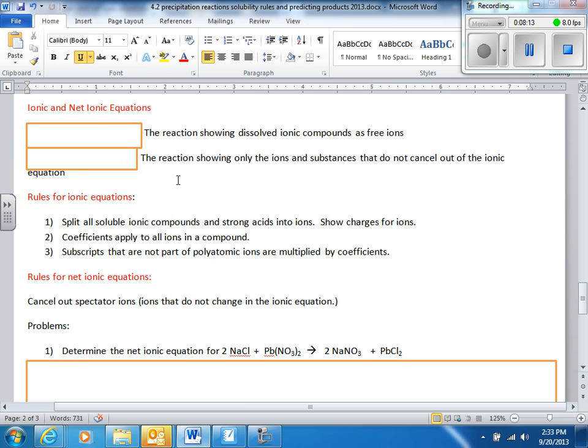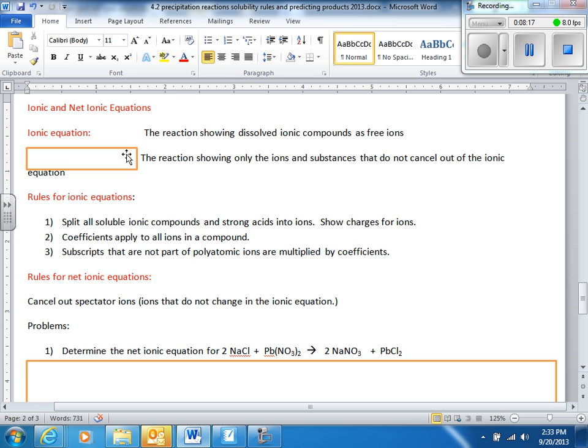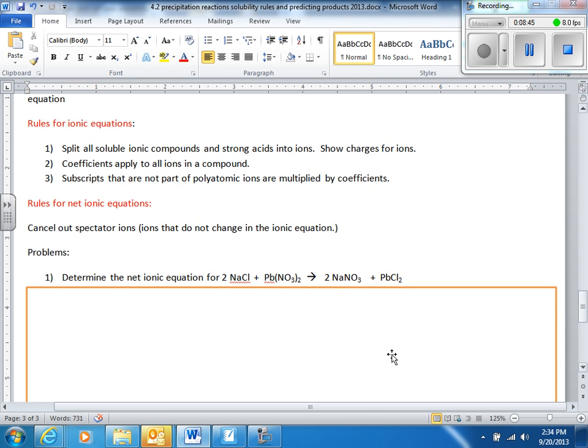Okay, ionic and net ionic equations. So, an ionic equation, that's a reaction showing dissolved ionic compounds as free ions. A net ionic equation is the reaction, but we've canceled out what are called spectator ions. We'll learn about that in a moment. We cancel any ions that don't change at all in the ionic equation. Here's some rules for ionic equation, rules for net ionic equations. And we are going to go ahead and do this following the rules.